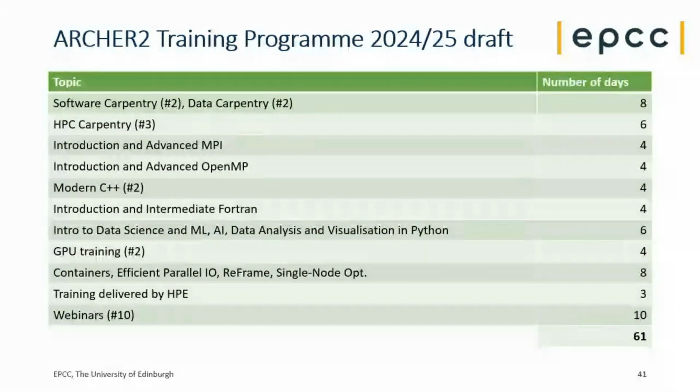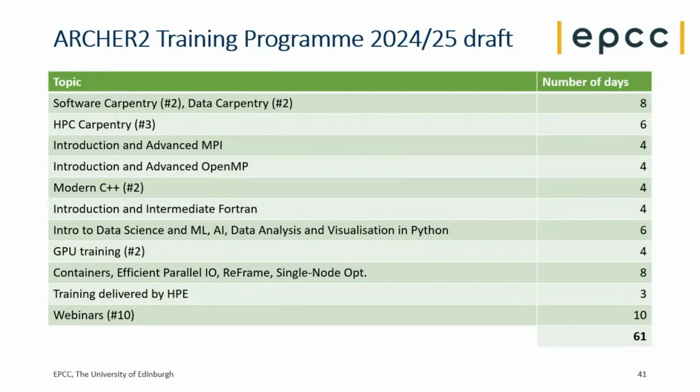Rather than listing all the courses, I'm listing the topics. We have 2 courses on software carpentry, 2 courses in data carpentry, and 3 courses in HPC carpentry. We also cover MPI, with an introduction and an advanced course. Same with OpenMP. We also have 2 courses on C++ and 2 courses in Fortran. One is introductory, and the other is the follow-on, intermediate Fortran.